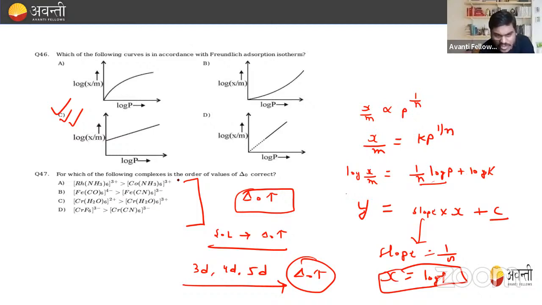Out of these, observe option A: both have NH3 six times, but look at the central metal here, that is Co and Rh. Rh lies in the category of 4d and 5d. So obviously, as 4d and 5d come into the picture, the octahedral splitting energy also increases. So the correct answer for this question is A. I hope it is clear to everyone?